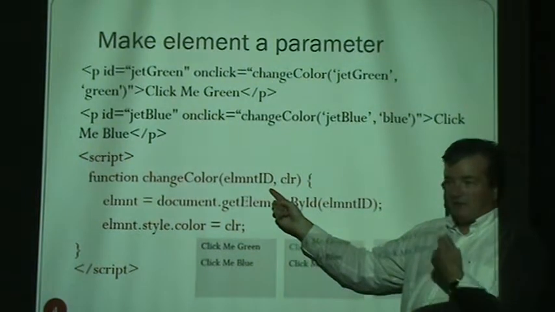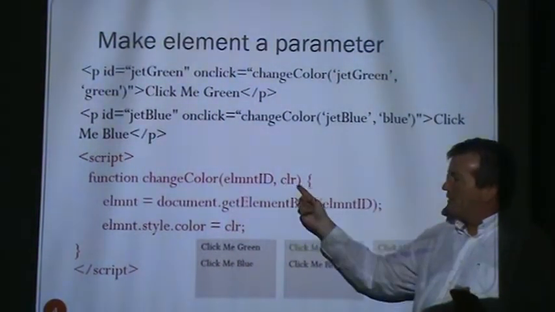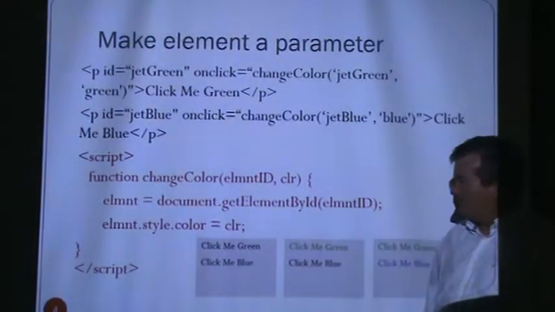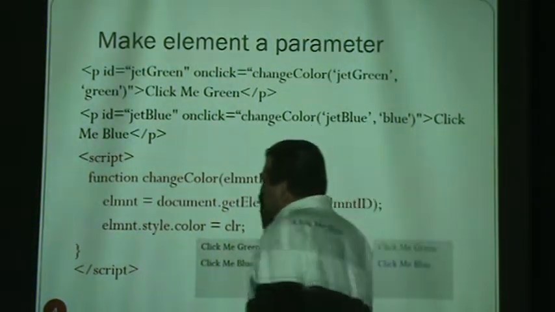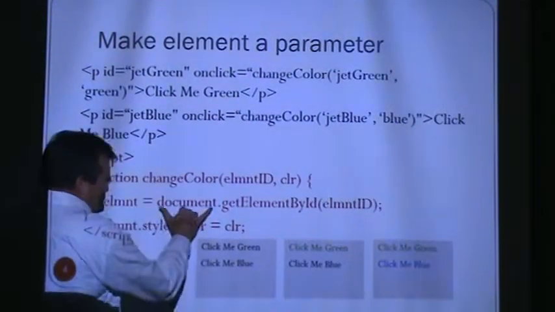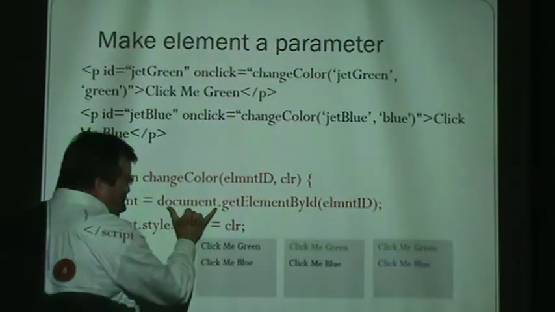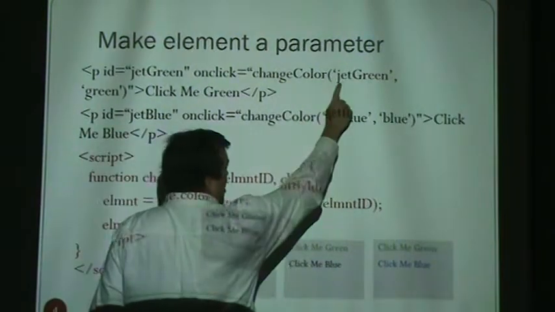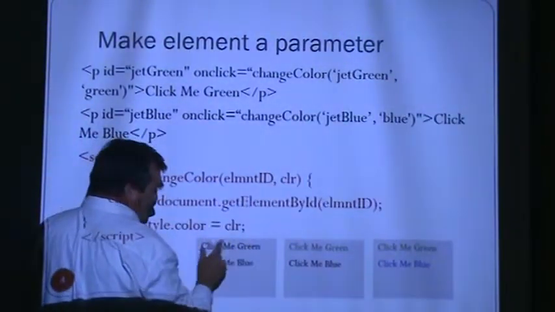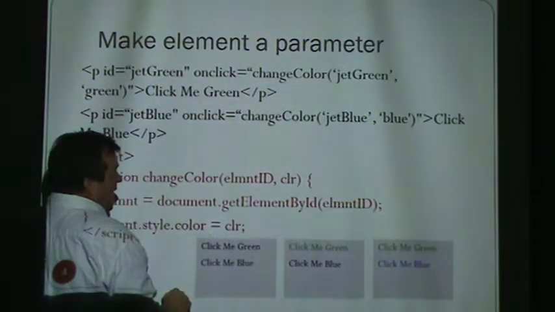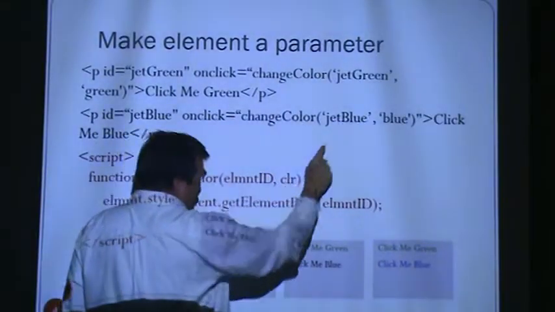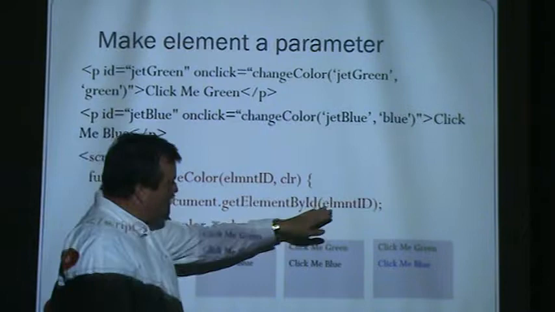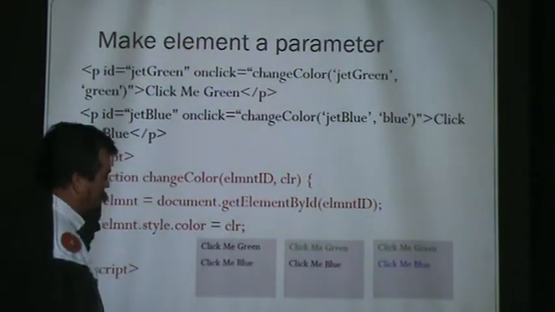You have to tell me what the name is, and tell me what color you would like me to change it to. It's not going to just always change everything to blue. So now I can call the function document. I go into my document, and I say, get me the element with whatever name it came in with. So for this one, it'll come in with Jet Green. It'll get me this one. And for the second one, if I click on the second one, it's going to get me this paragraph. So I'm going to go get the paragraph that you want the color changed to.